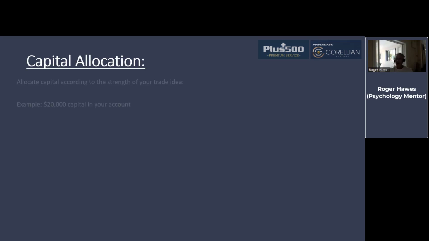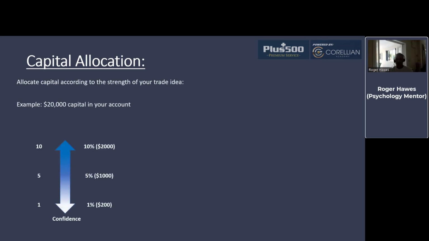What's the next thing we need to do? We need to work out what our risk appetite is. So we've done market setup. Now we're going to work out the size of our position. And first of all, we have to find out what our risk appetite is.